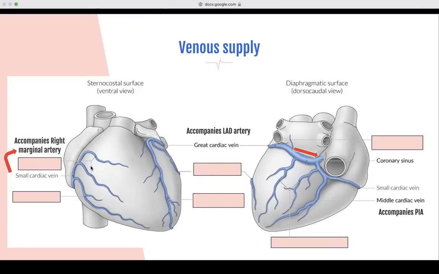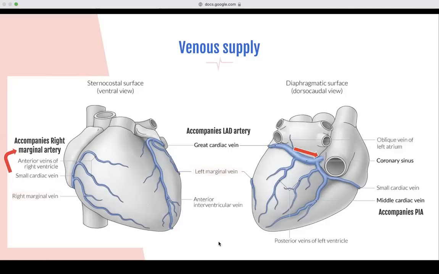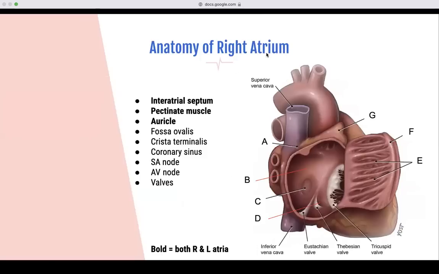Okay, so the small cardiac vein accompanies the right marginal artery because it's on the right side of the heart. And then the rest of these veins, they're low yield. They won't ask about them as much as the three main ones. But I put them here so you guys can know them. Okay, now the anatomy of the right atrium.